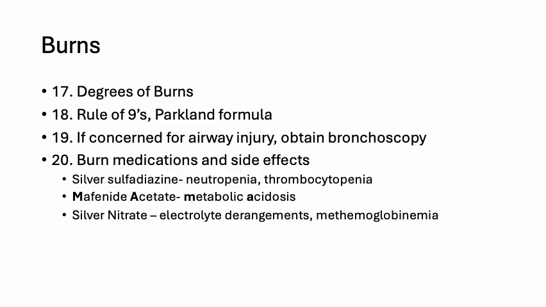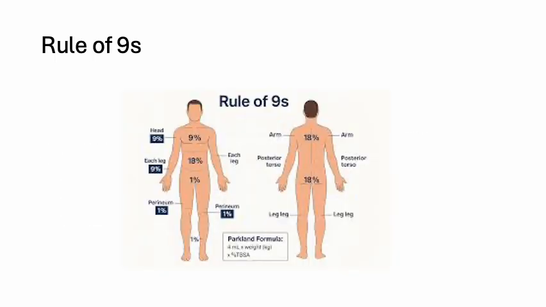The MA in mafenide acetate stands for metabolic acidosis in my mind. And then the N in silver nitrate, I think of N as nutrition, so I relate that to electrolytes. And that's just kind of my mnemonic for remembering those. Here's a picture of the rule of nines as well as the Parkland formula. Again, should be an easy point on test day if you just remember the picture.